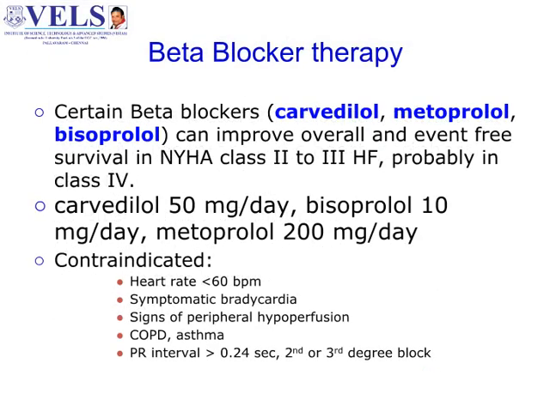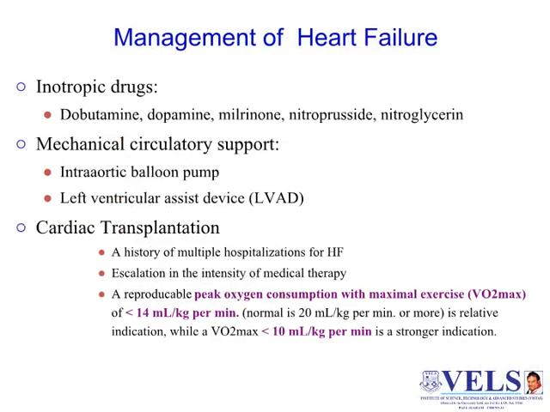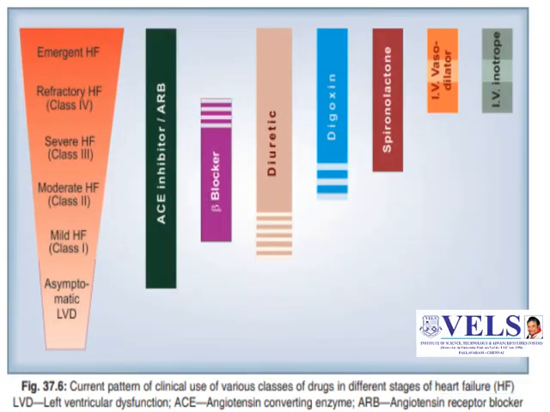Beta blockers, carvedilol, metoprolol and bisoprolol, can improve overall and event-free survival in NYHA class 2 to 3 heart failure, probably in class 4. Medications to avoid in heart failure are NSAIDs, thiazolidinediones and metformin. This slide represents the clinical usage of drugs in various stages of heart failure. Thank you all for your patient listening.